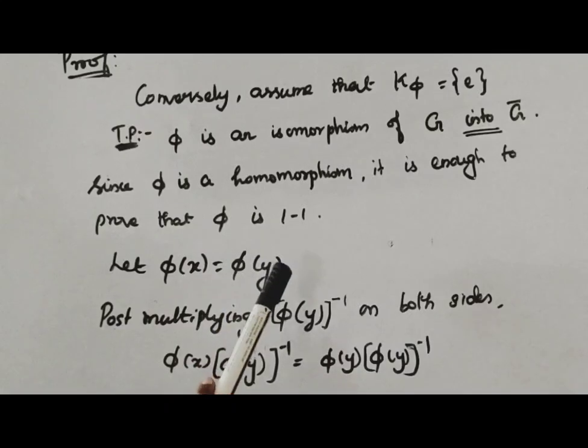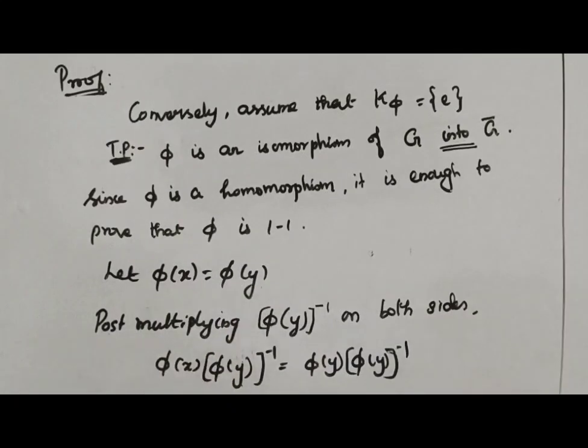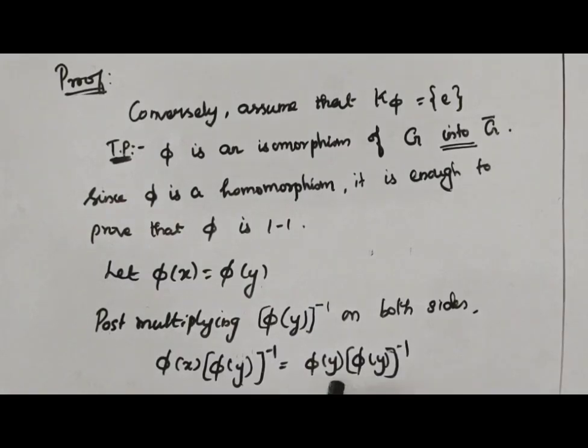What do we want to prove for the 1-1 condition? Let us take phi of x is equal to phi of y. By post multiplying by phi of y the whole inverse on both sides, we are getting phi of x into phi of y the whole inverse is equal to phi of y into phi of y the whole inverse. By the previous lemma, phi of y the whole inverse can be written as phi of y inverse. Phi of y into phi of y the whole inverse is equal to E bar, since this element belongs to the group G bar, right?